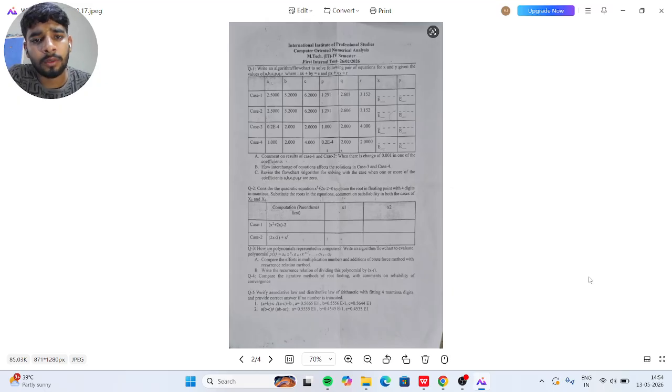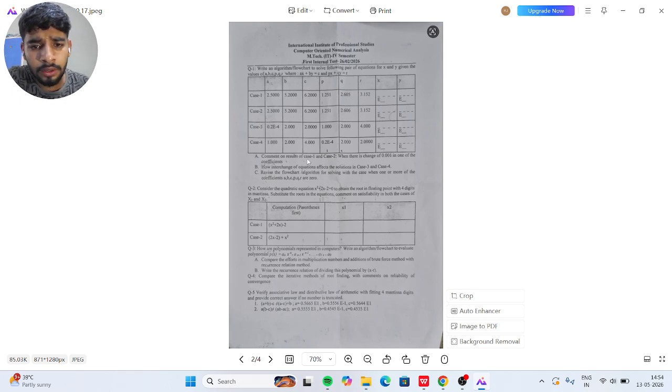Write an algorithm and flowchart to solve the following pair of equations for x and y, given values of a, b, c, p, q, r. Here, ax plus by equals c and px plus qy equals r. Here the different cases are given, along with the a, b, c variables.